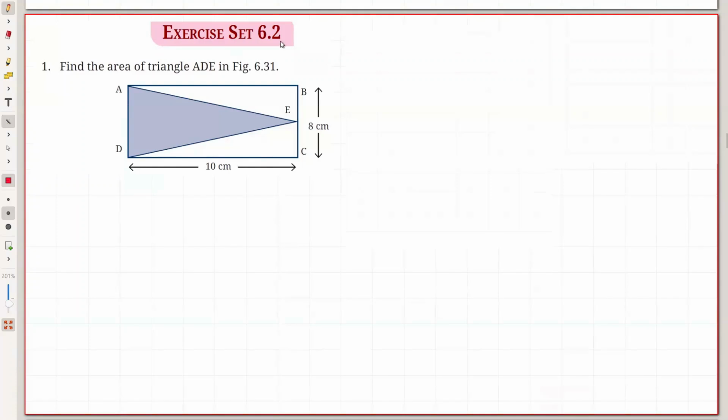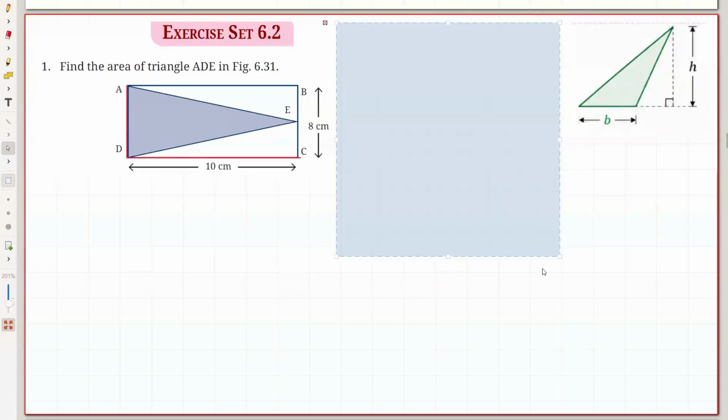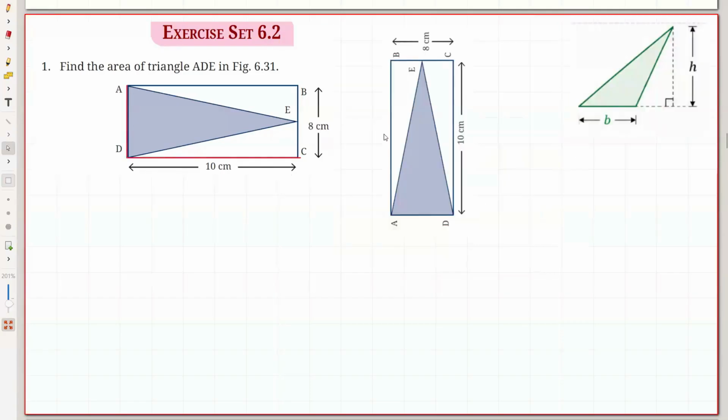Exercise set 6.2, question number 1. Find the area of triangle ADE. In case we rotate the triangle, we'll have it like this. Now this is our base. We can take AD as the base, and this is the height from here to here. So the height is 10.